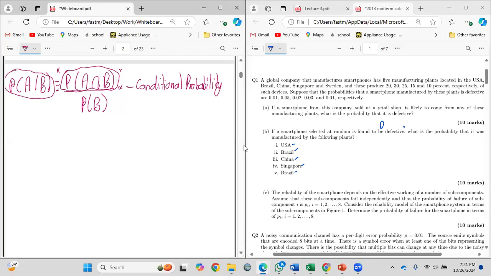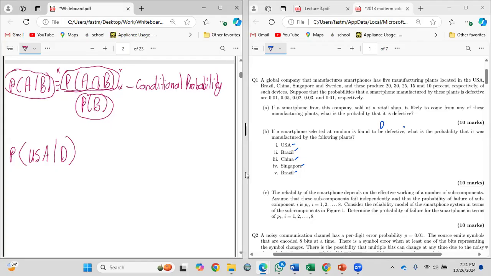But the tree diagram has the joint probabilities, not the conditional probabilities straight off the bat. So to get the conditional probabilities, you have to divide by the sum. In this case, how we will write it is the probability of it coming from USA, because that's what I asked for, given that it is defective. I want to know that for all the others.